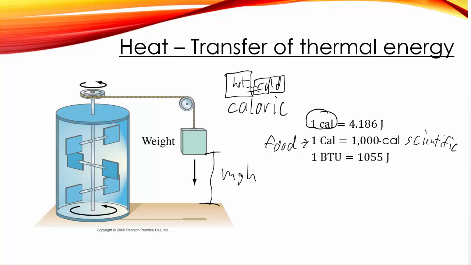So there's 1,000 scientific calories in a food calorie. Why they do that, I have no idea. Now this calorie unit came along before we knew it was energy, and it was defined specifically as the amount of heat, because at that point we did call it heat, even though we didn't know it was energy. The amount of heat required to raise the temperature of 1 gram of water by 1 degree Celsius. Okay, so by definition, that's what a calorie is.